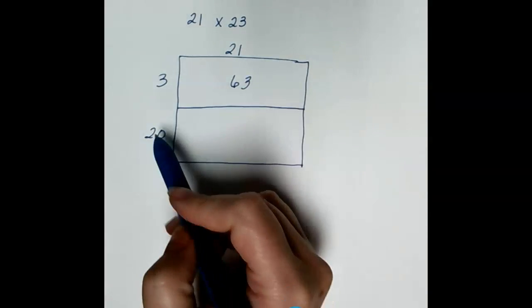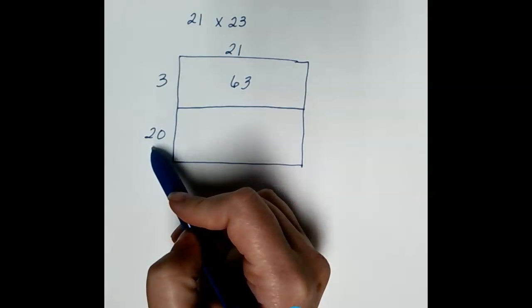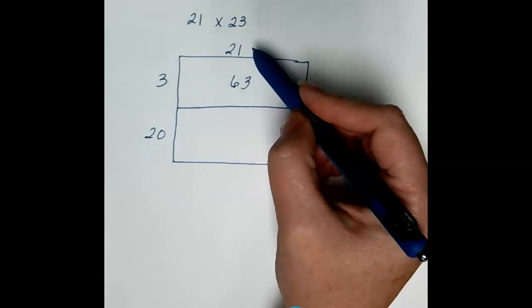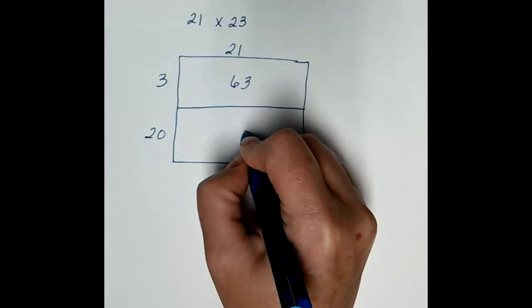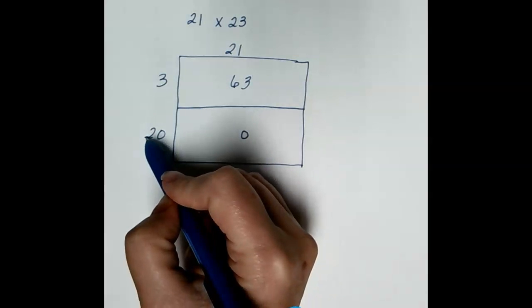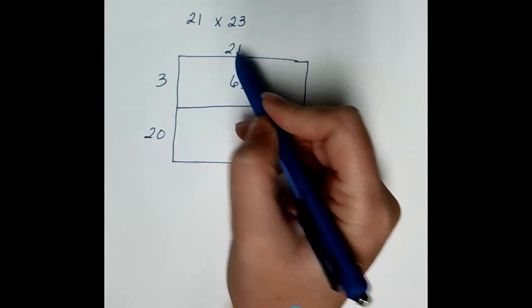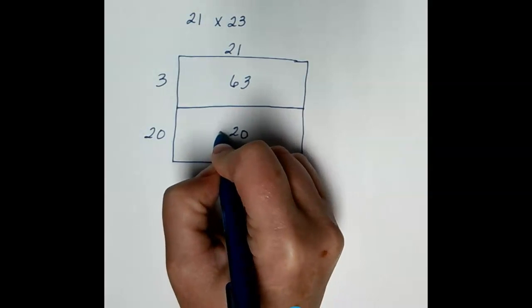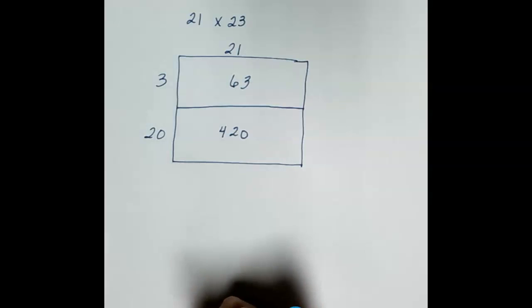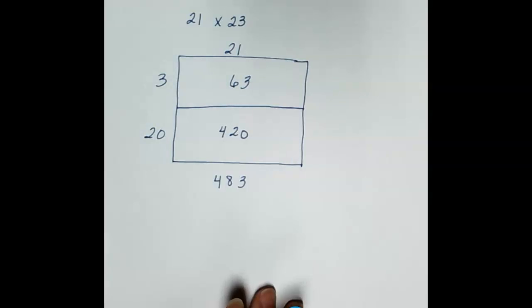I know that if I am multiplying by multiples of 10, such as 20, I have a 0 in my problem, and so I'm going to put a 0 here in the ones place. And then I can multiply. 2 times 1 is 2, and 2 times 2 is 4. Now, I just have to add them together, and that gives me 483.